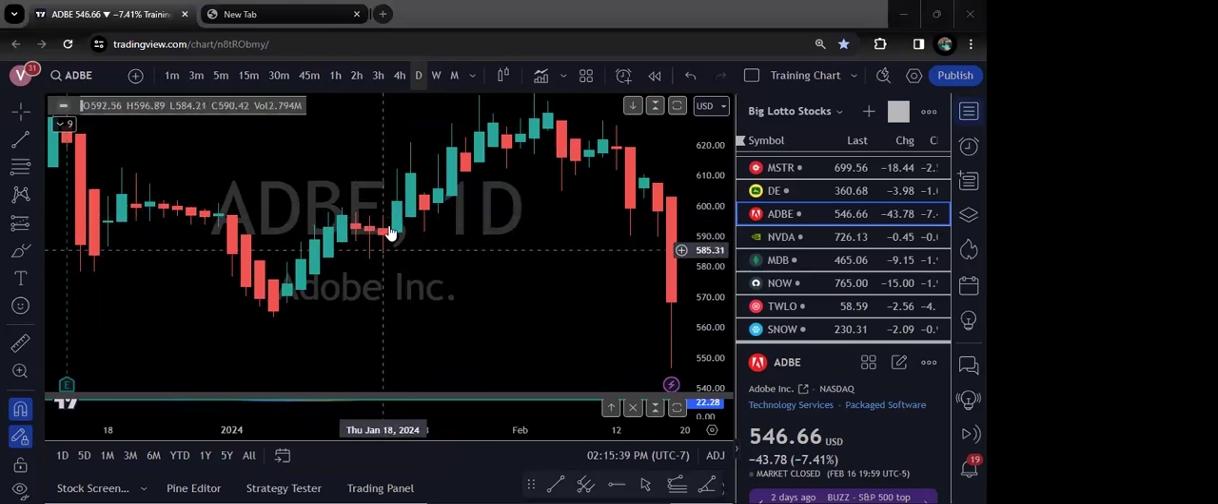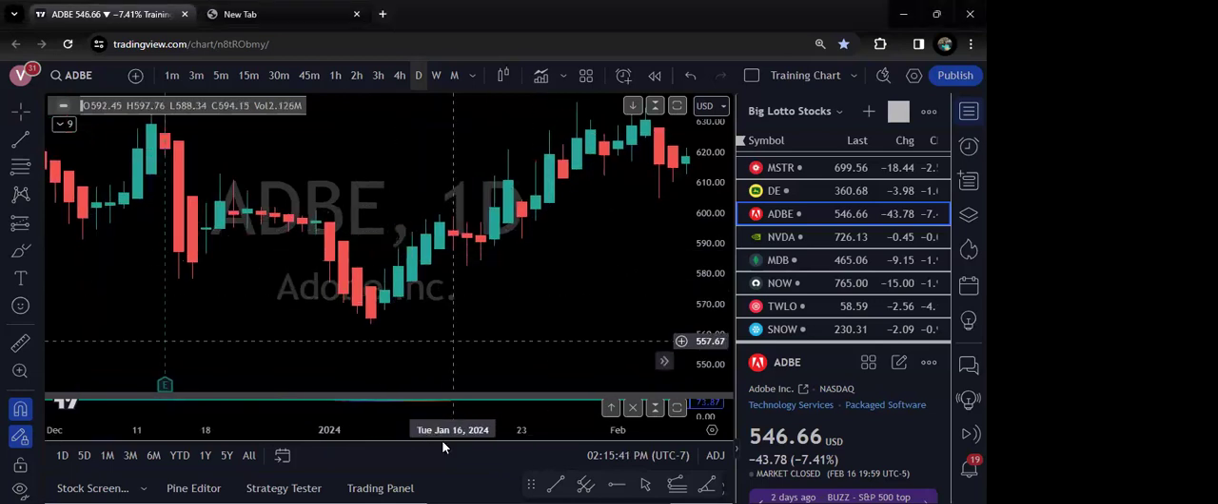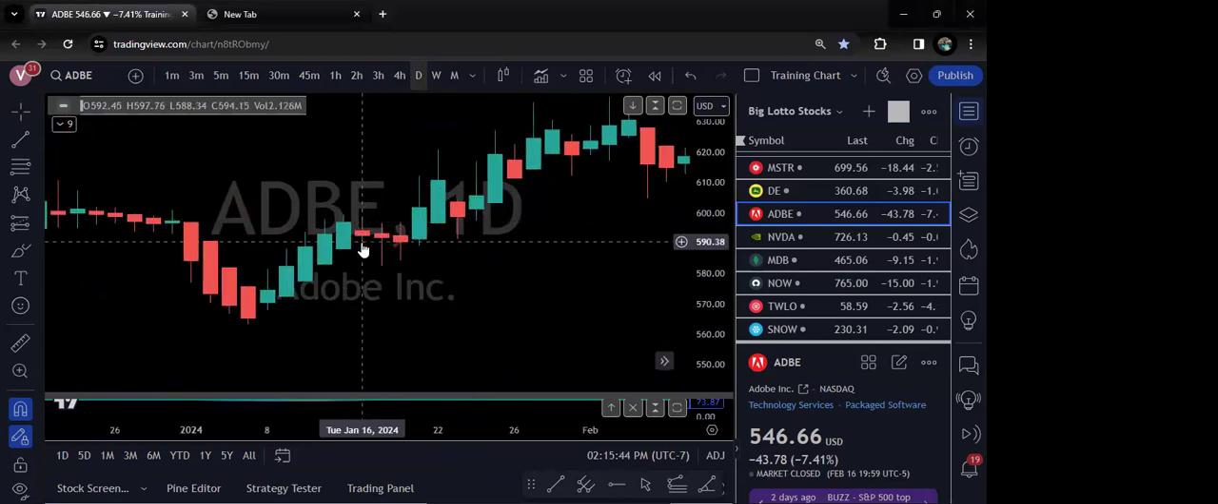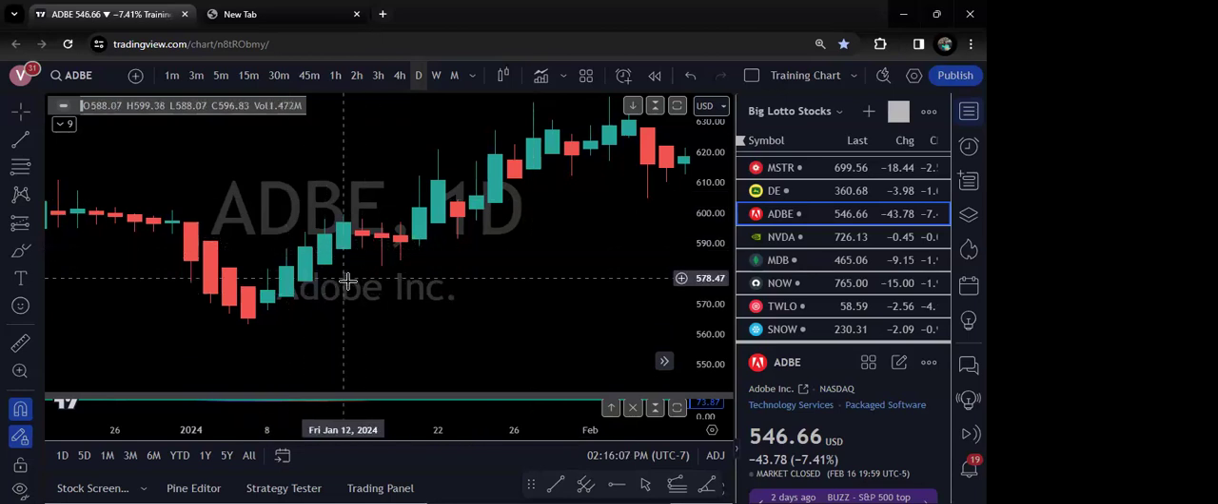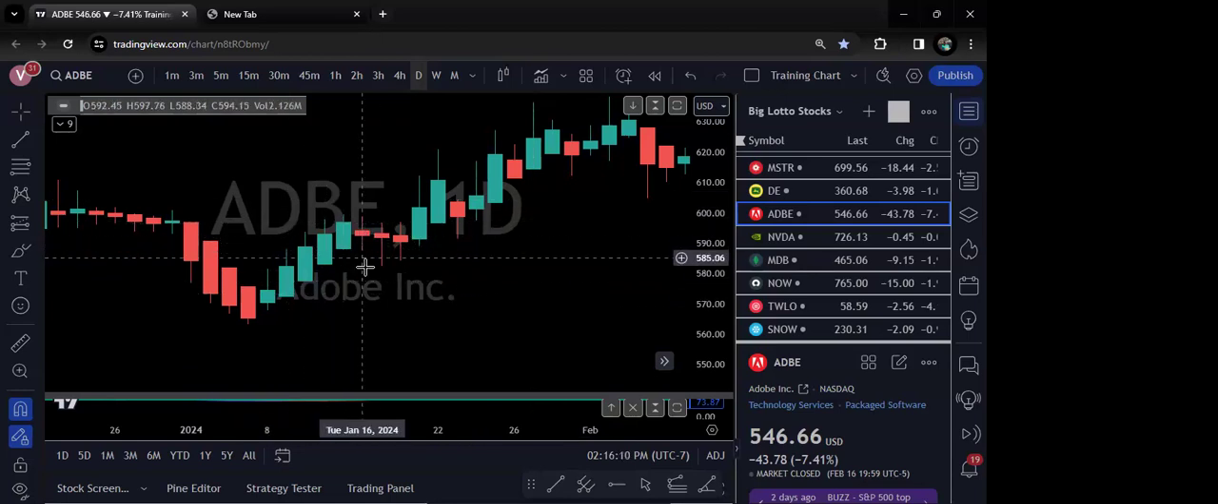Then you have these pullbacks. Okay. So this pullback, you had this week breaking this, and in your mind, you would think we have a change of character. But where are the close for these 3 candles? Where are the close? Is there any of this indecision candle that closed below this? So the opposite of a bearish change of character, the close has to be below this.